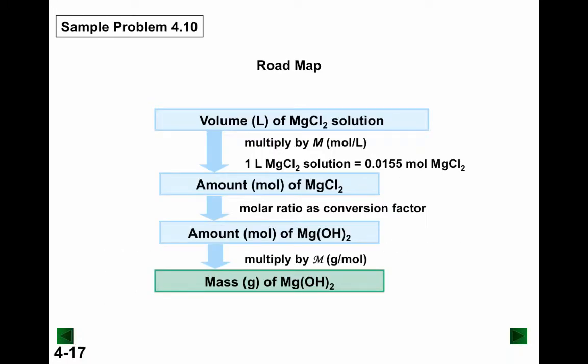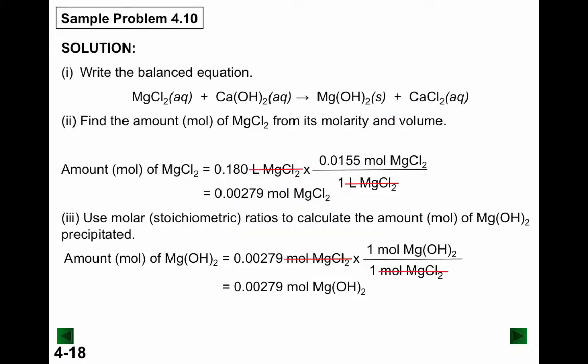Here is the roadmap for our strategy. Notice between each step is further information on how to get from one step to the next. Here are the solutions to get to moles of magnesium hydroxide from the volume and concentration of the magnesium chloride solution. Were you able to come up with the correct number of moles of magnesium hydroxide?